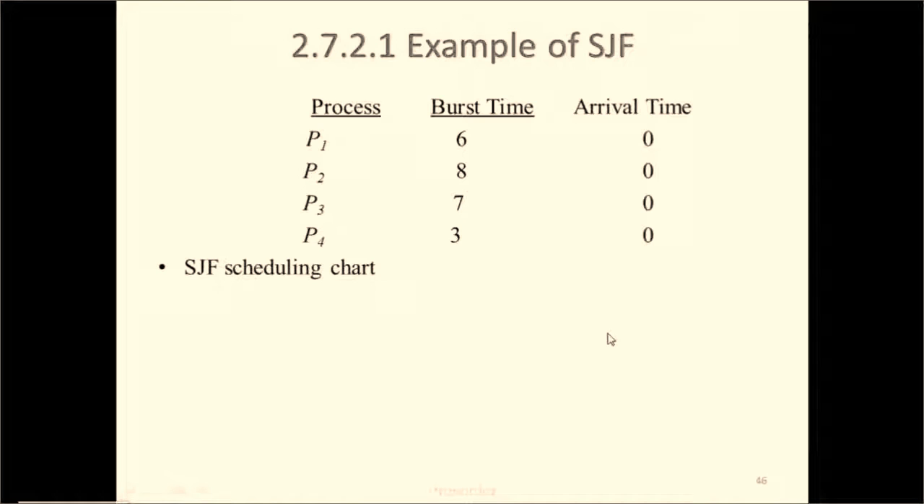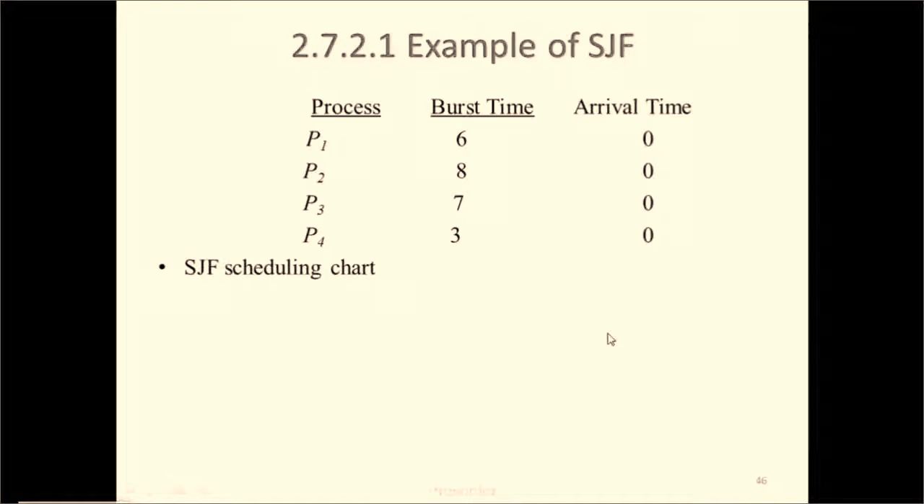Okay. So for this example we have 4 processes. Burst times are given: 6, 8, 7, 3. Arrival time is 0, that means every process is submitted to the system at the same time. In other words, these are the 4 processes in the ready list. And the algorithm is supposed to select one of them, one after another, for CPU allocation.